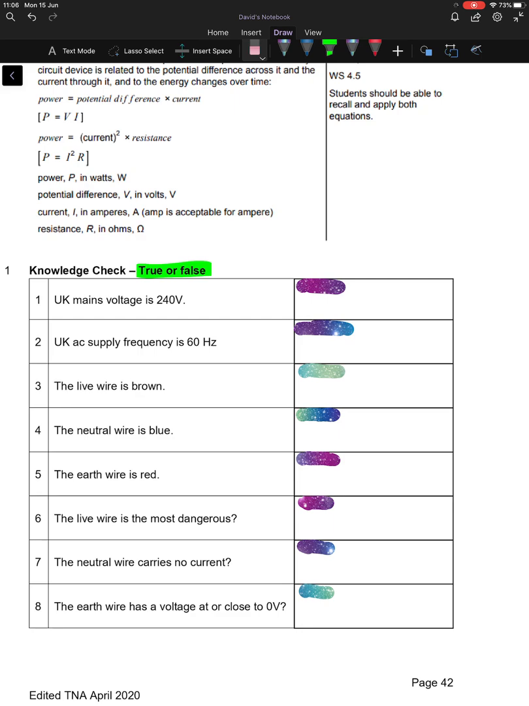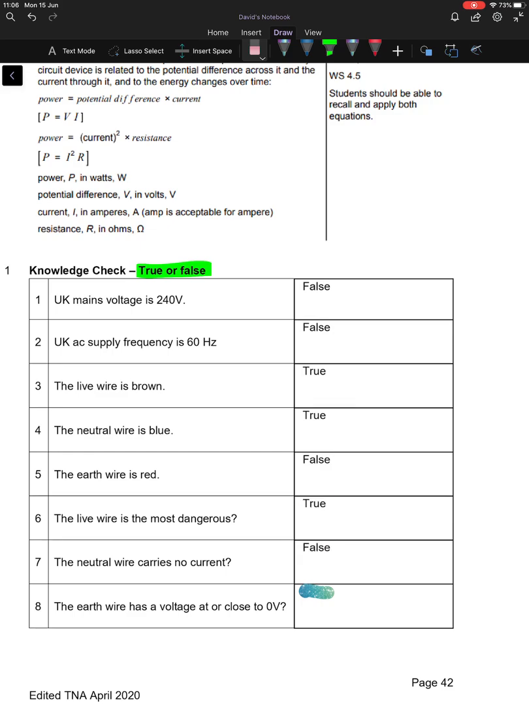Right, if you've had a go at that, you've unpaused the video and you're looking for answers. So if we just run through them quickly. UK mains voltage around 240 volts. False, it's about 230. AC supply frequency is about 60. False, it's about 50. Live wire is brown. True. Neutral wire is blue. The earth wire is red. False, it is yellow or green, sort of striped.